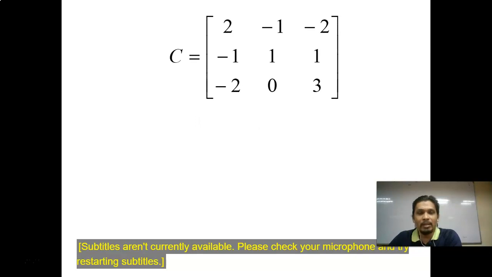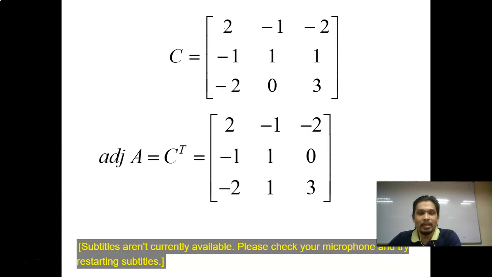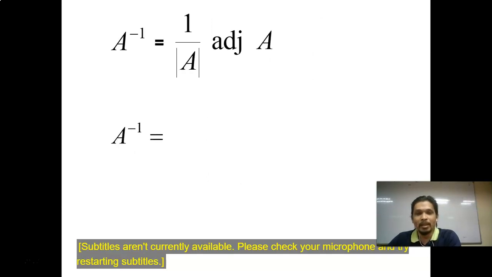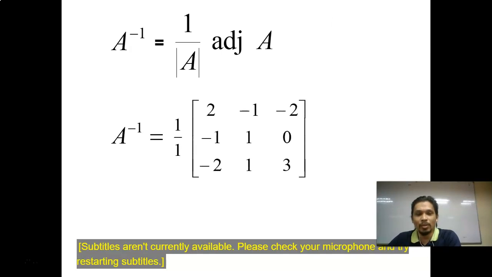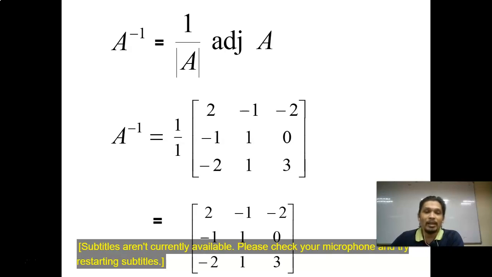And find the minors and cofactors one by one. I'm not going to explain it here. Please refer to the previous notes and try by yourself. You should get the cofactor matrix as you see on the screen now. Transpose the cofactor matrix, and that will be the adjoint of matrix A. And A inverse equals this one here, which is 2, negative 1, negative 2, and so on.